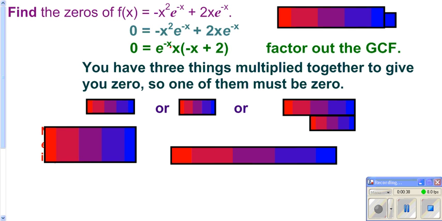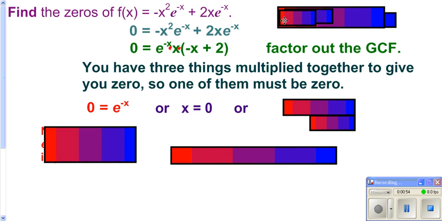You now have three things multiplied together to give you 0. The only way to get 0 when you're multiplying is if one of those three is 0. So you set the first thing equal to 0. You set the second one equal to 0. And then you set the last one equal to 0.